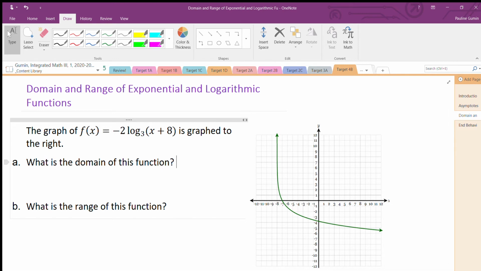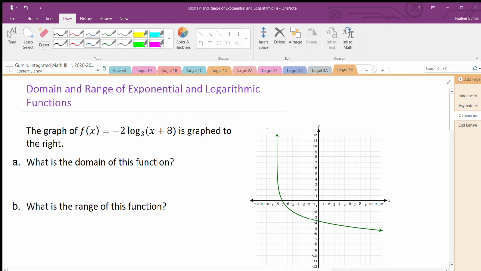Let's get started. On the right-hand side, you should see a graph of the function -2 log base 3 of x plus 8. First, let's find its domain. Domain is talking about the behavior of the x's, so we're looking at the left to right behavior. So let's see what's happening on the left.